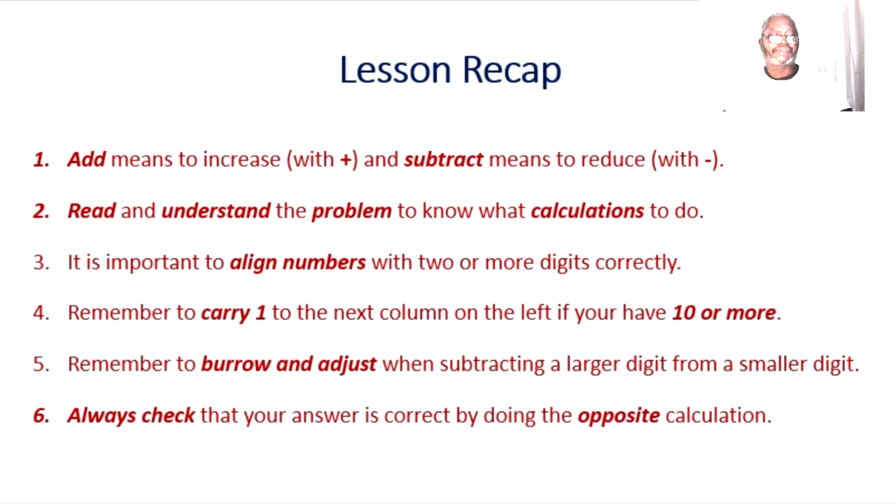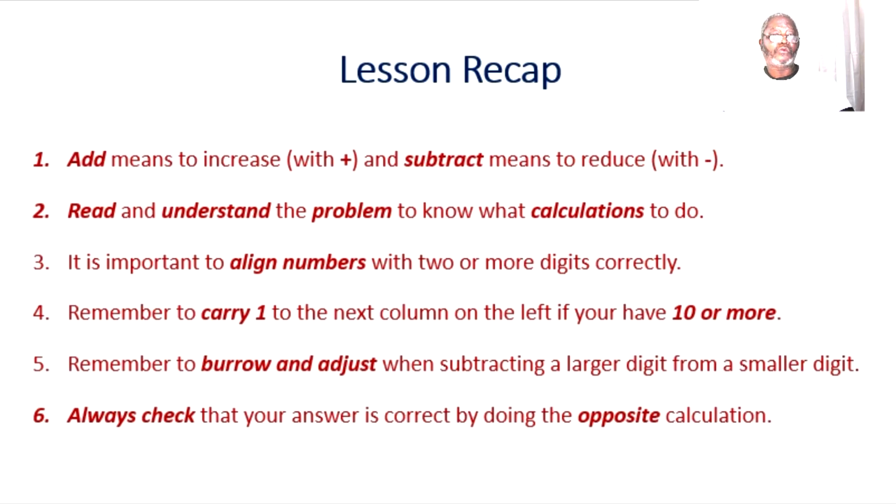So what have we learned? We've learned 6 things. To add means to increase, and you use the plus sign. To subtract means to reduce or to decrease. We use the minus sign. We need to read and understand the problem to know what calculations to do. It is important to align numbers with 2 or more digits correctly. In other words, units under units, tens under tens, hundreds under hundreds. If you don't do that, you will have some ridiculous result.